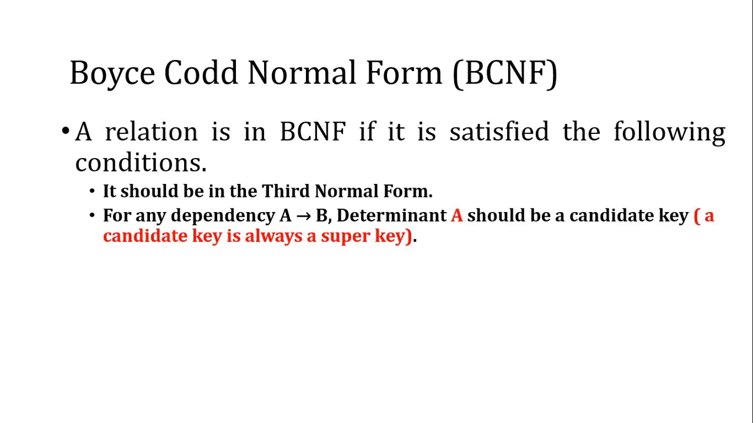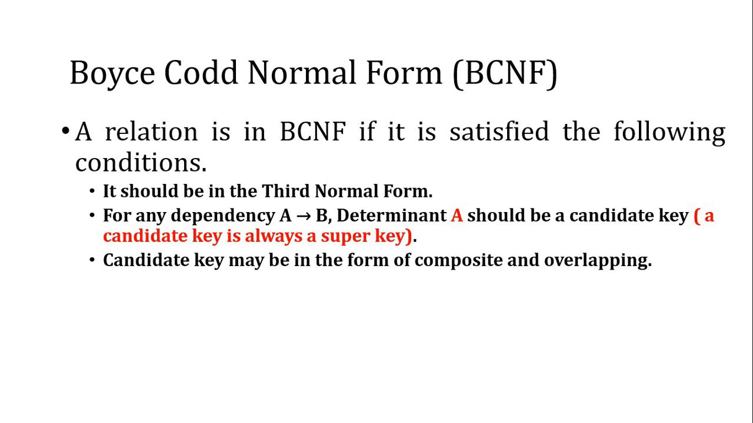Another thing is, for any dependency A determines B, the determinant A should be a candidate key. A candidate key is always a super key. That was already made clear in lectures 16 and 17: what a determinant is, what a candidate key is, how a determinant controls each functional dependency, how the objects of determinants are controlled by the determinant, and how the relationship is impacted if the determinant is deleted, whether it is a partial functional dependency or a full functional dependency.